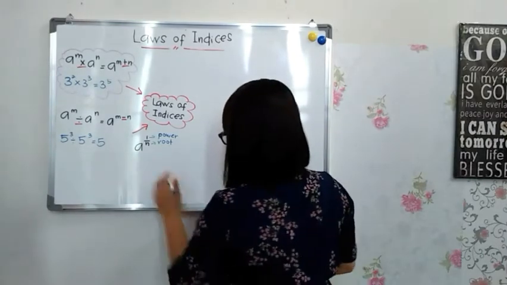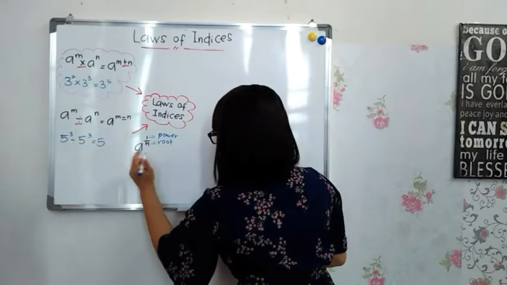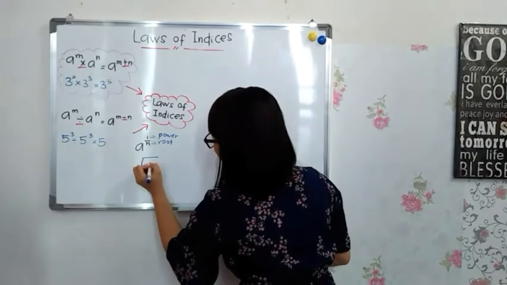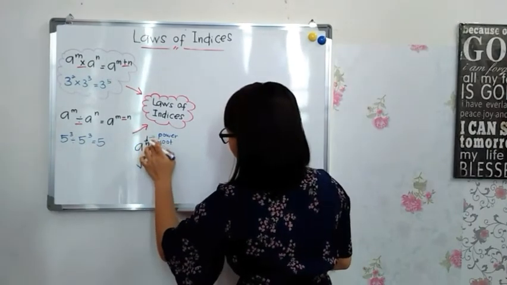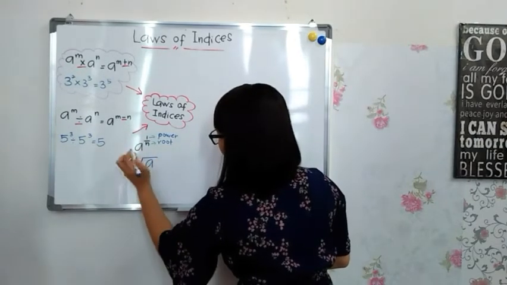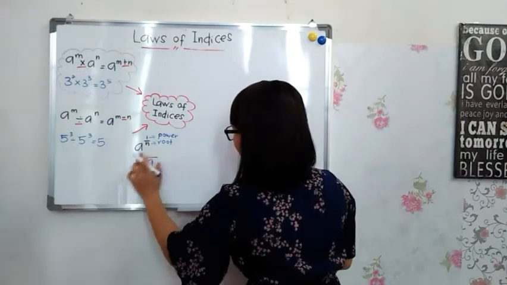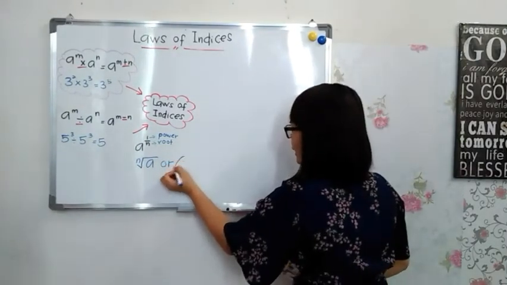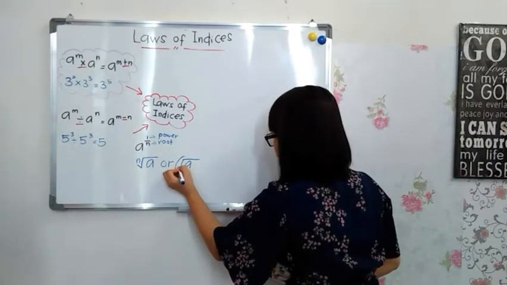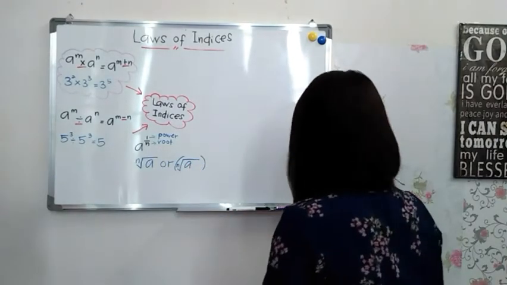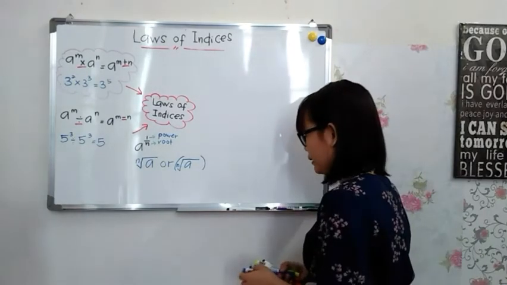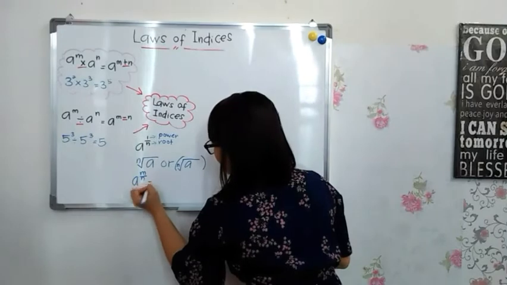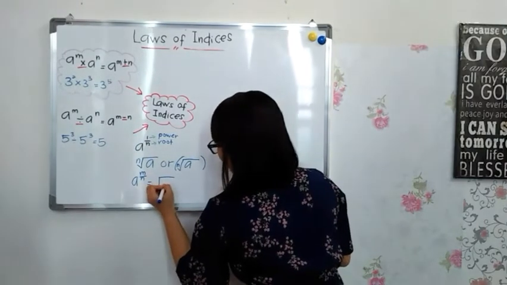We can write this fraction like this: the nth root, and then just put the base a. The 1 over means root, and the m is outside the root. Or we can write it like this: the nth root of a, in brackets, to the power of m. For example, a to the power of m over n, so the answer is the nth root of a to the power of m.